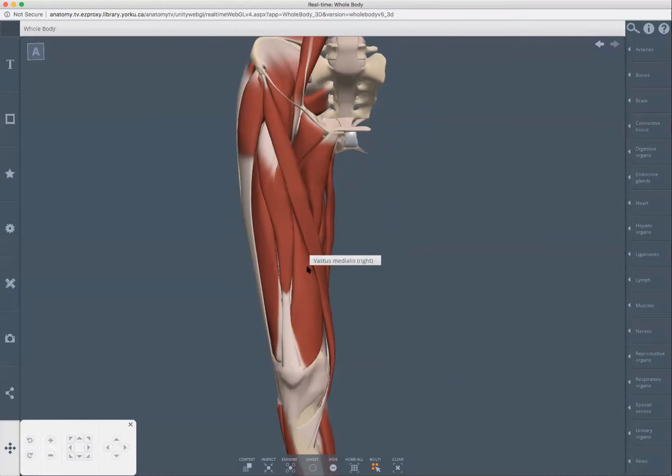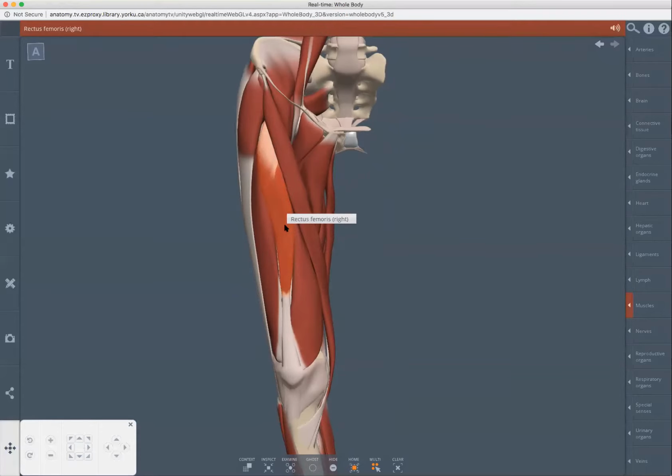And making up most of the anterior thigh is going to be your quadriceps group of muscles. So that's going to include rectus femoris, vastus lateralis, vastus medialis, and you can see all of these are inserting into the quadriceps tendon, okay, which is going across the patella and to the tibial tuberosity.